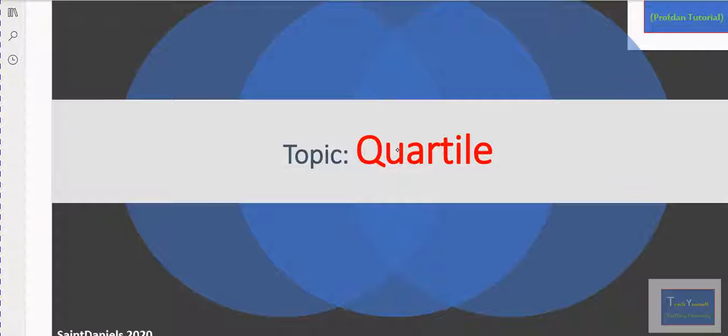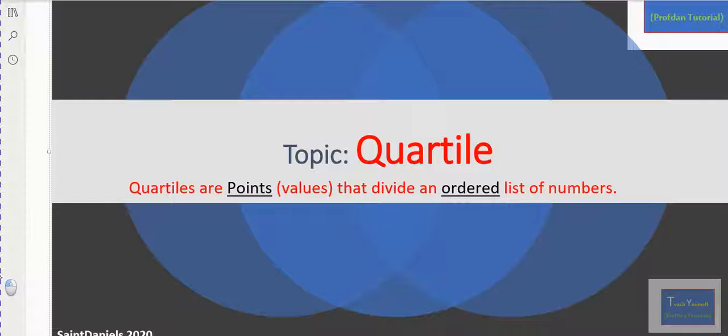In our previous video on descriptive statistics part 1, we talked about mean, median, mode, and range. Today, we'll be looking at the topic quartile. What are quartiles? Quartiles are points, that is, values that divide an ordered list of numbers. By definition, a very quick example will make you understand what we are talking about. So we're going to look at an example.